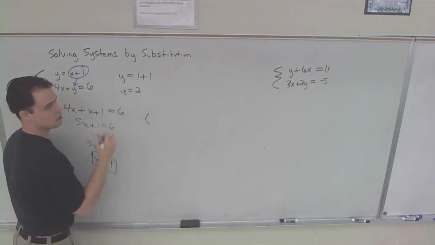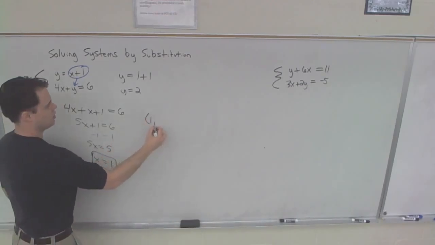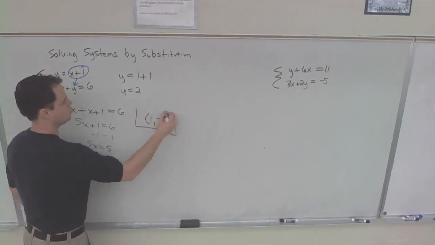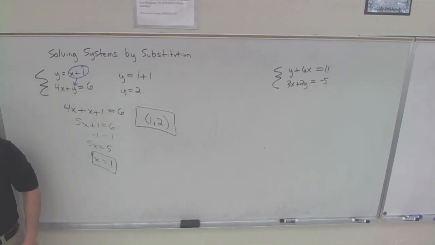How do you write your answer then? 1, 2. It's the point (1, 2). That's the solution to this system. If we were to graph these two lines, that's where they'd cross, unless we made a mistake. Okay, guys? So that's substitution.